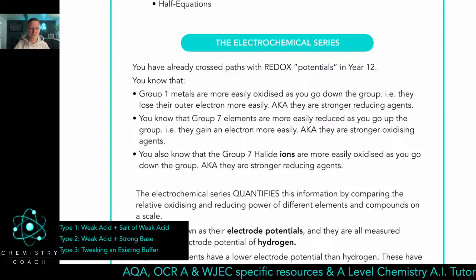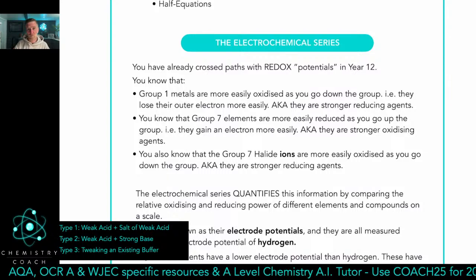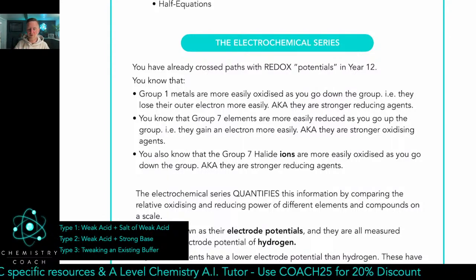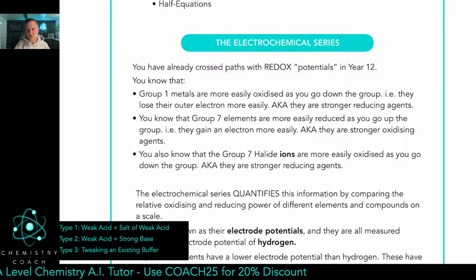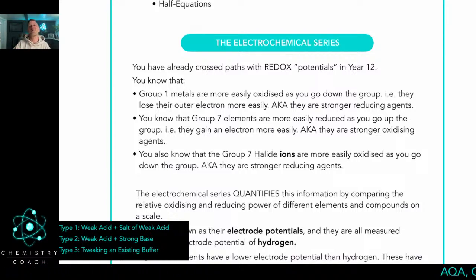So the reducing power of metals increases as you go down group 1 and group 2. Halogens, on the other hand, are oxidizing agents, so they cause other things to lose electrons because they gain them themselves.